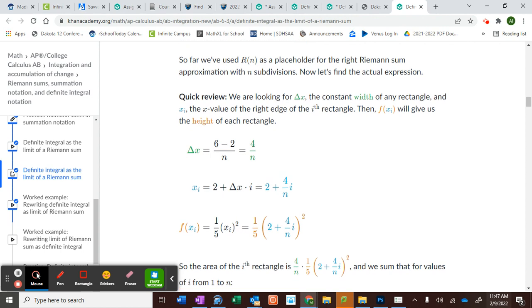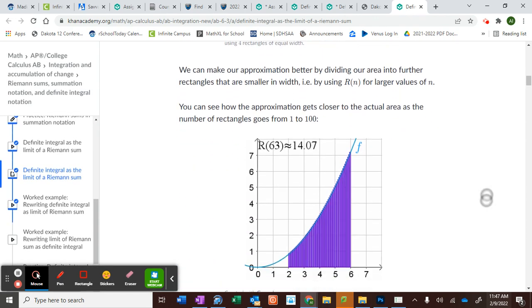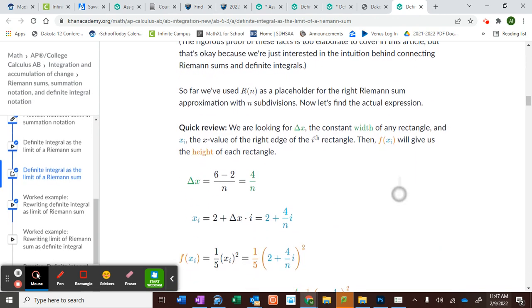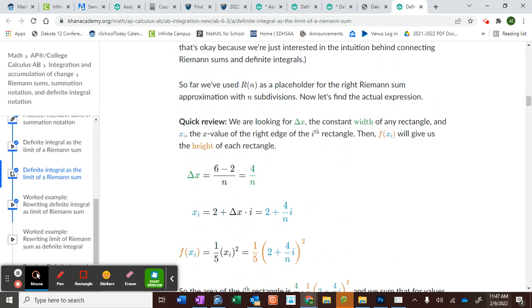Okay, here's the important part. The change in x is how wide our rectangles are. So we take the top number that we're evaluating and see how we went from 2 to 6. We take that top number, 6, minus the bottom number, 2, and we divide it by the number of rectangles that we have, which in this case is n. And as n goes towards infinity, then they get super skinny rectangles. Okay? So if we had 4 rectangles, 4 over 4, they'd be a width of 1. You kind of get a little of this. Okay?